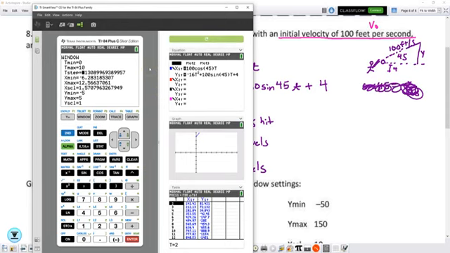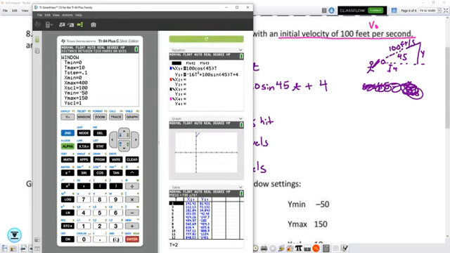a T-step of 0.1. I'm also told to have an X-min of 0, an X-max of 400, man, this ball is really going far, and an X-scale of 100. That's just so it doesn't look so crowded. That just means I'm going to have scale marks every 100. Now, the Y-min of negative 50 is not because we expect the ball to go under the ground, but just because it's nice to have some buffer space at the bottom of the graph. 150, and we'll scale every time.